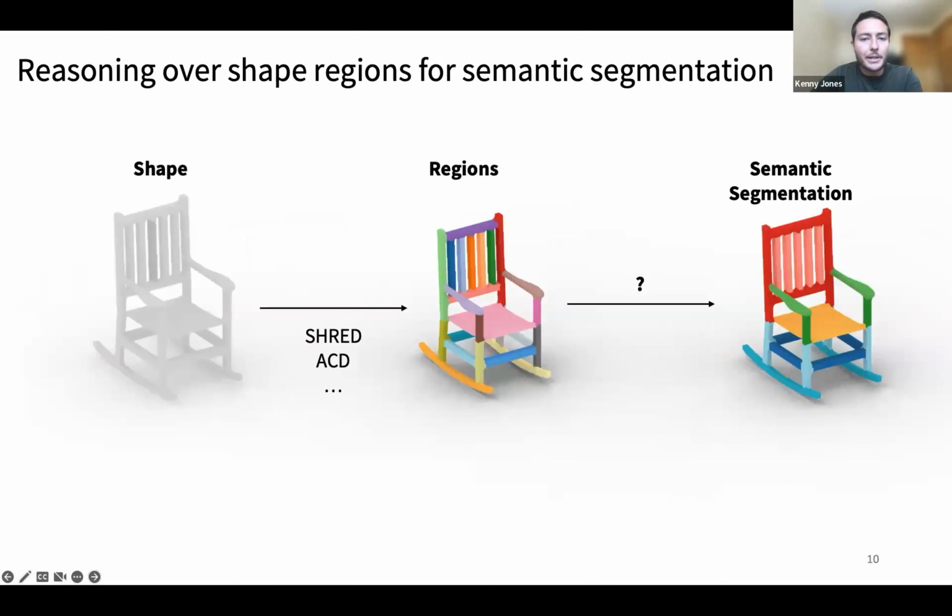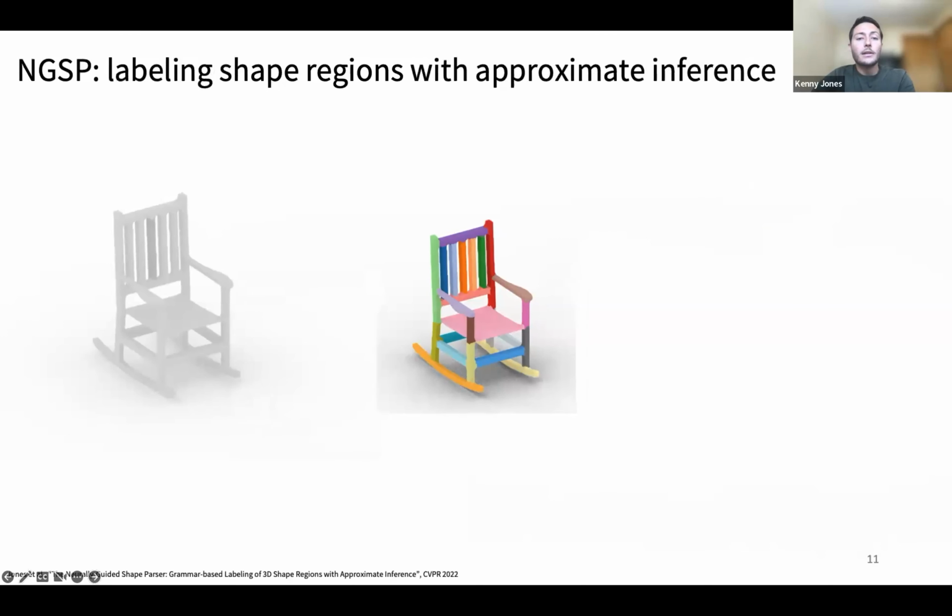So jumping back to the big picture, once you actually have shape regions, what can you actually use them for? Take a task like semantic segmentation. When you have shape regions, the goal is no longer to label the atoms of the shape, for instance, points in a point cloud, but rather to give a semantic label to each of the regions.